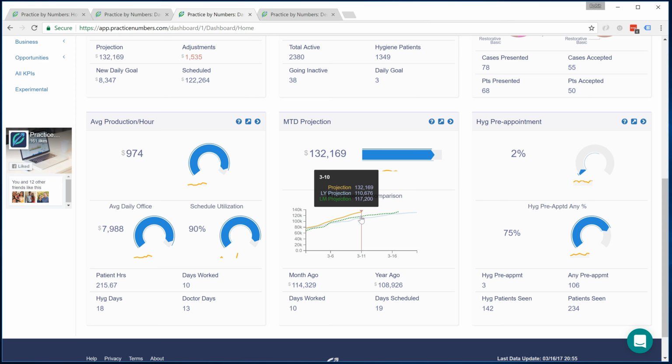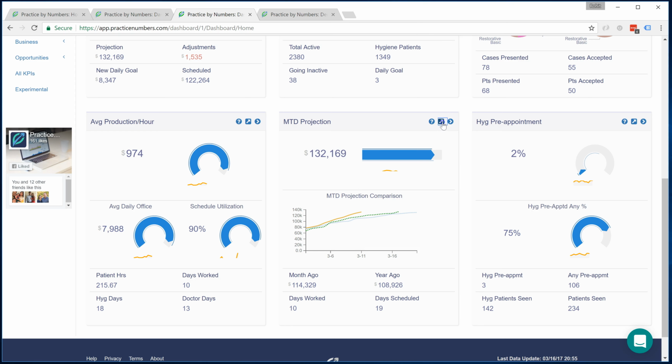Okay, so this practice is doing great. They're not just ahead of last month, they're also ahead by almost $22,000 from last year's projection on the same day. Okay, so this is a good story over here.